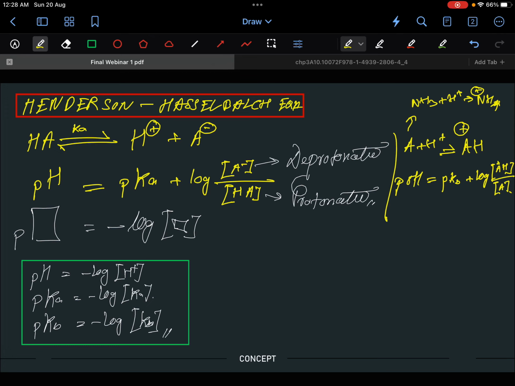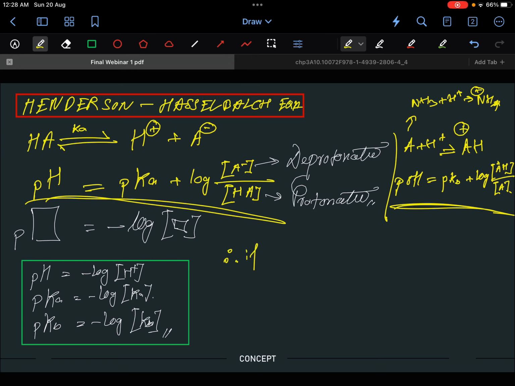Again, it is the concentration of the product divided by the substrate. The only difference is that in the product section we are not multiplying the hydrogen ion concentration, right? So this is the ratio of deprotonation to protonation. For pOH, this is the formula, and for acid, this is the formula. We'll solve a question to understand it better.